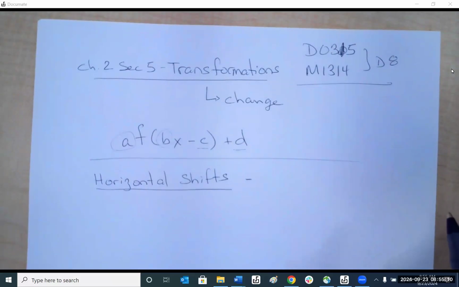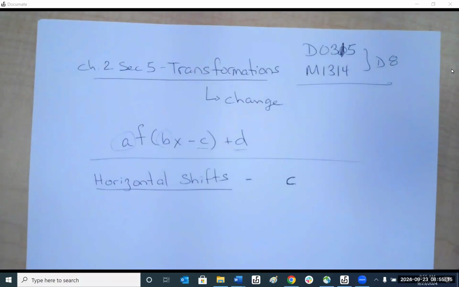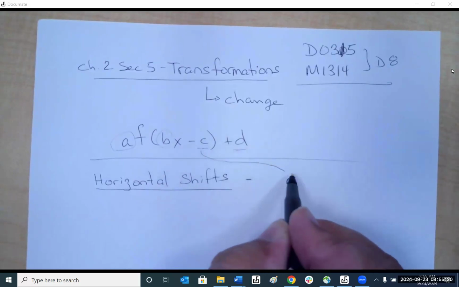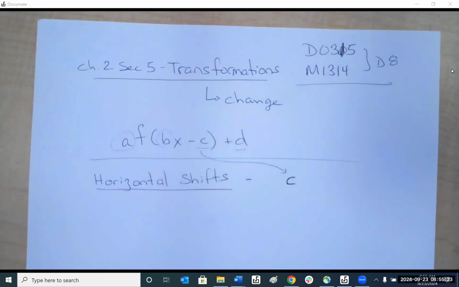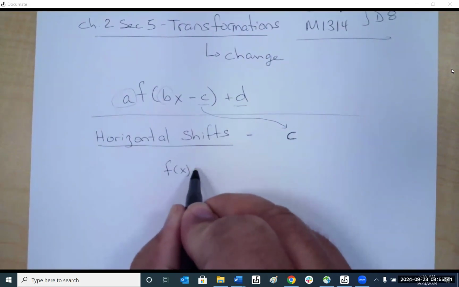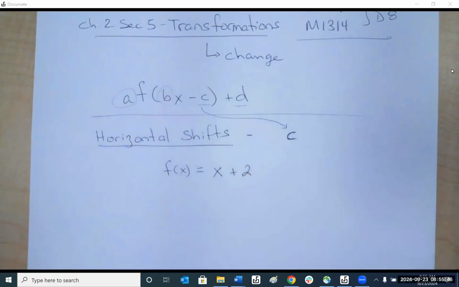The value that deals with horizontal shifts is the C value. This one right here. Because remember what we said in chapter 1, anything inside the parenthesis always is the opposite of what the sign is inside there. Let's look at what this means. It's a horizontal shift. The function we have is x plus 2.